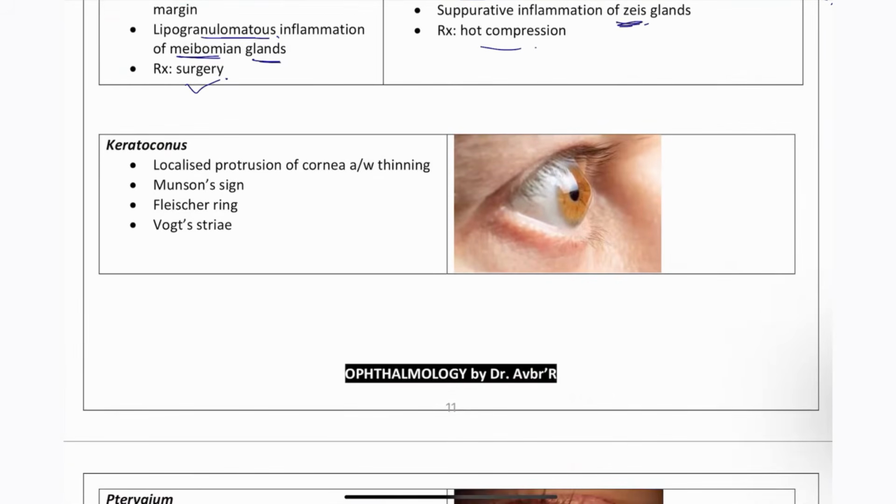Keratoconus is a localized protrusion of the cornea with thinning. So this is how keratoconus will be seen. Munson sign. This sign is known as the Munson sign.